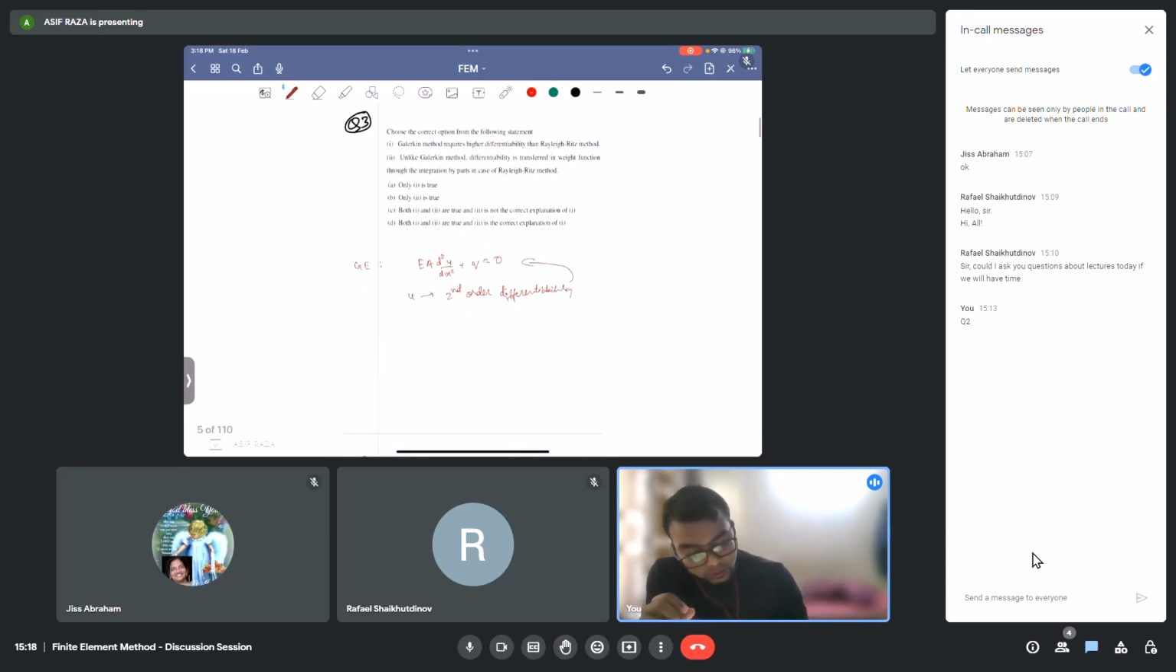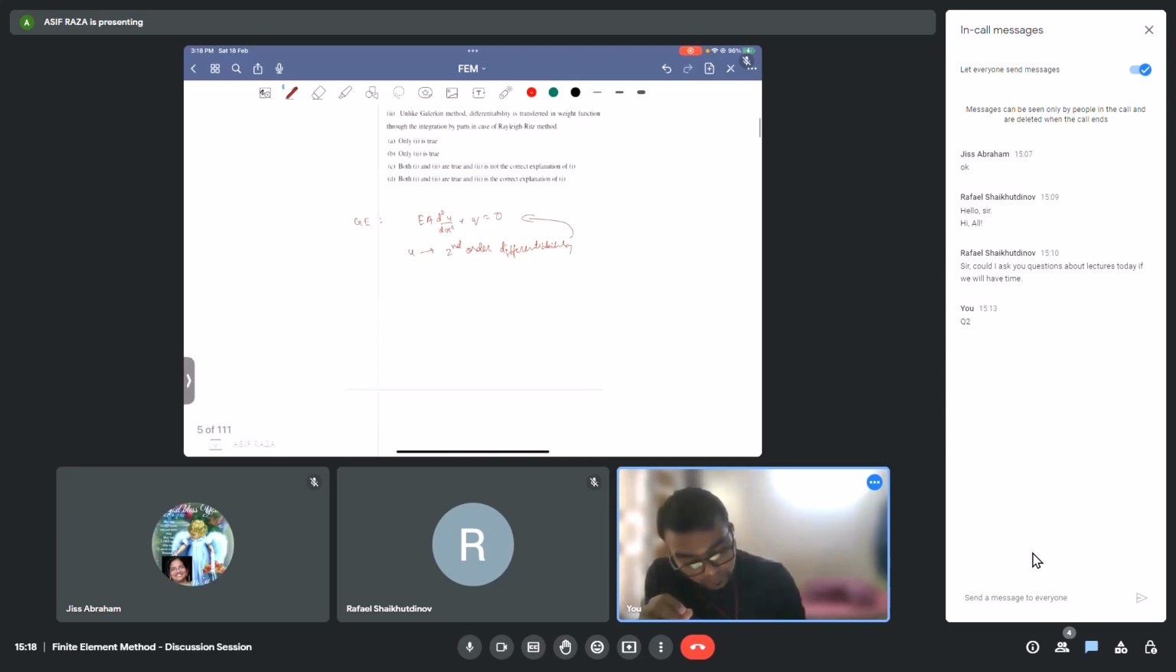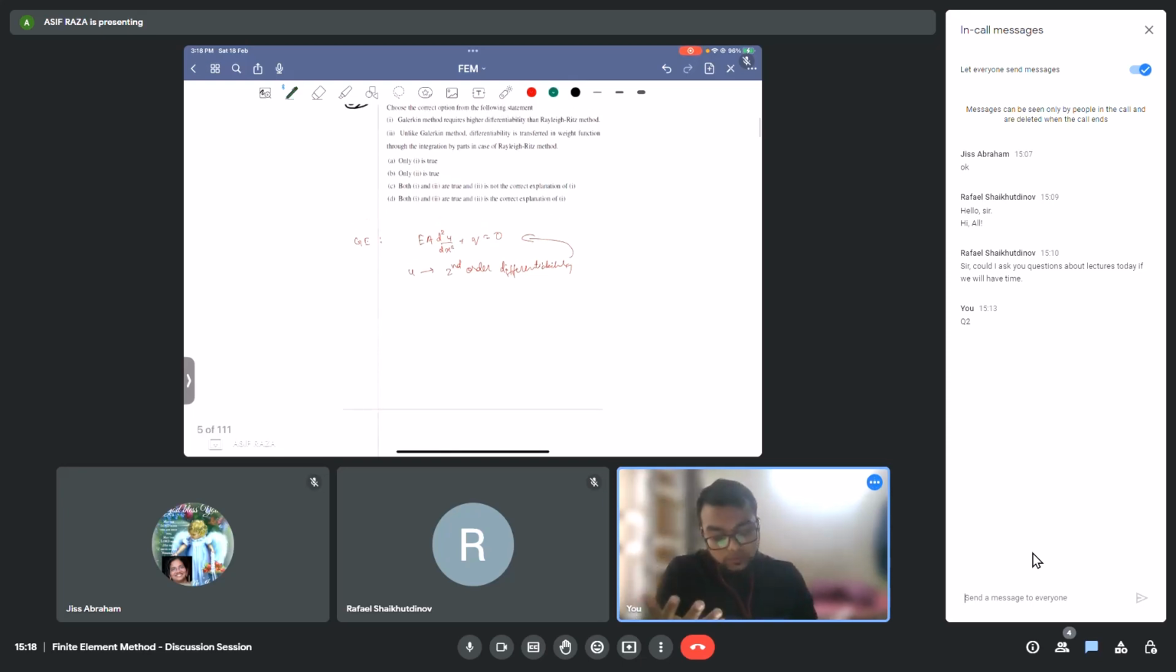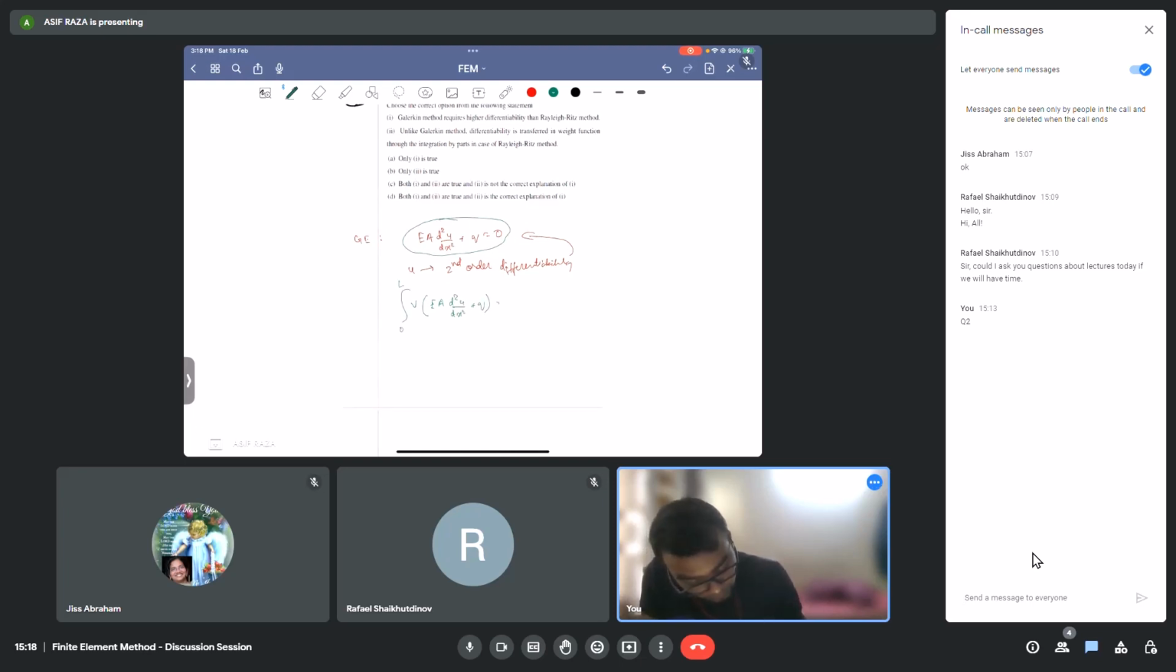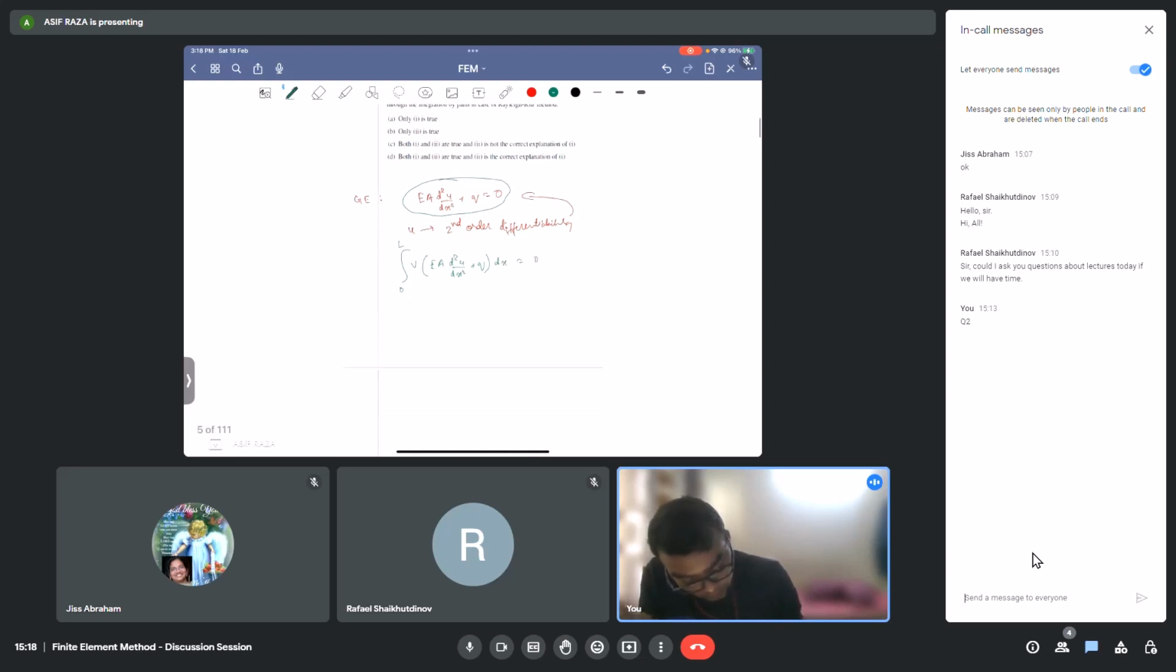But this is for a strong form. In Rayleigh-Ritz method, when we convert it to a weak form, suppose we multiply it with a weight function v, times d by dx of EA du by dx plus q, and integrate it over the domain. So for the weak form, we use integration by parts.